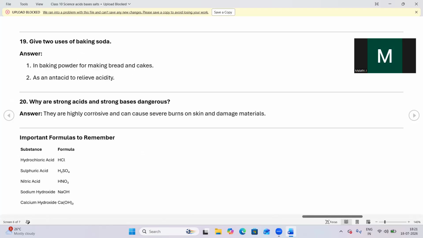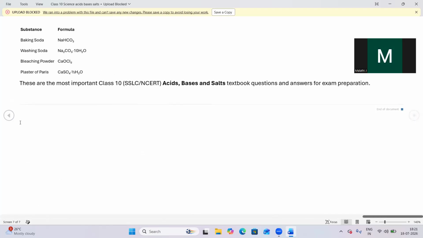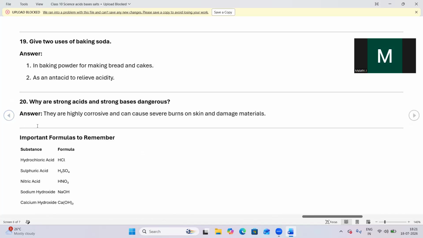Why are strong acids and strong bases dangerous? Why are they very dangerous? We already know they are highly corrosive, and they also give exothermic reactions. We should take care while converting them into concentrated or dilute solutions. They are corrosive, can cause severe burns on skin and damage materials. They are highly reactive, so they are very dangerous.